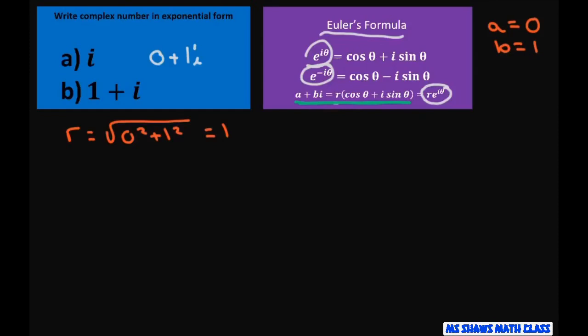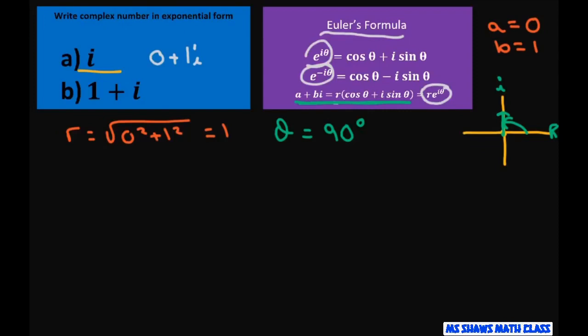we know that, if you graph this, 0 is right here, and you go up 1. This is your imaginary axis. So we can tell right away that that's going to be 90 degrees. So our angle is going to be 90 degrees.